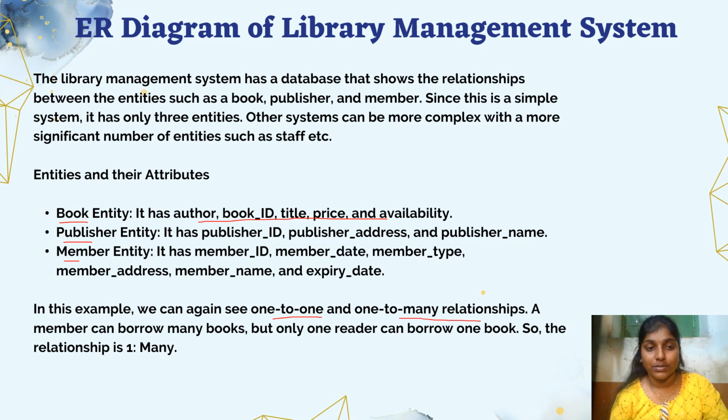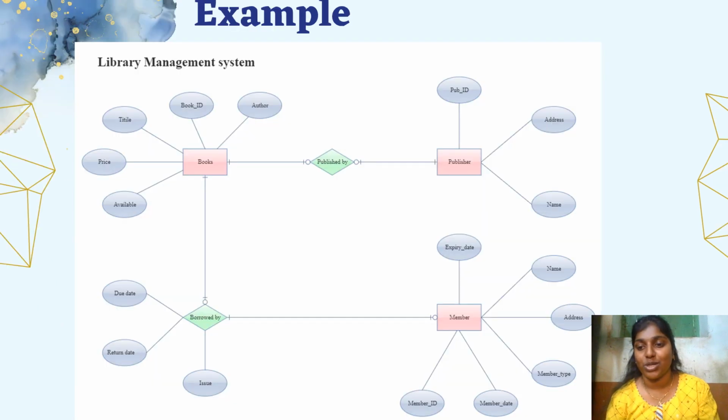And in this example I have taken one to many relationships. A member can borrow many books. This is the relationship between them. But only one reader can borrow one book. This is another relationship. So the relationship is one to many. So let me represent the ER diagram for this, and I'll also explain how we have drawn it.